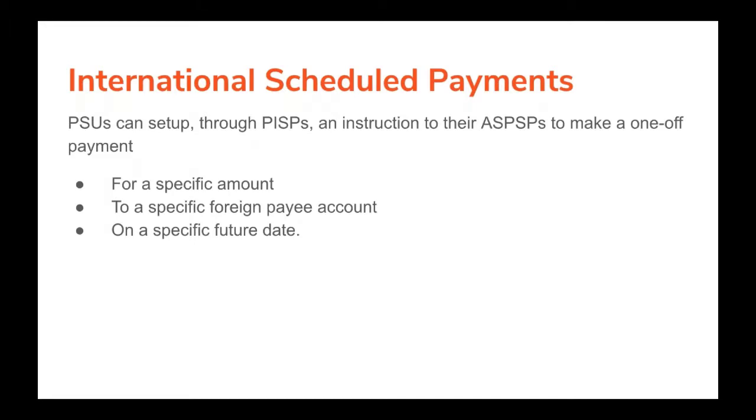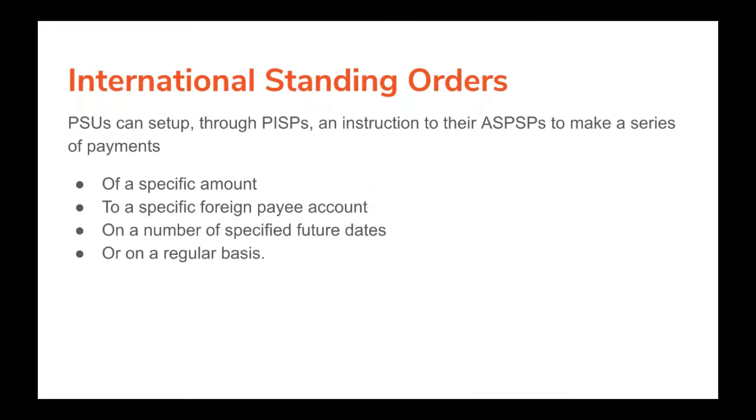So international scheduled payments are also similar to domestic scheduled payments. The only difference is we need to populate the schedule here. And the currency transfer happens between two different countries. Standing orders are also the same. Here also the PSU can set up an instruction to the ASPSP to make a series of payments. And the transaction is an international transaction where the fund transfer happens between accounts in two different countries.